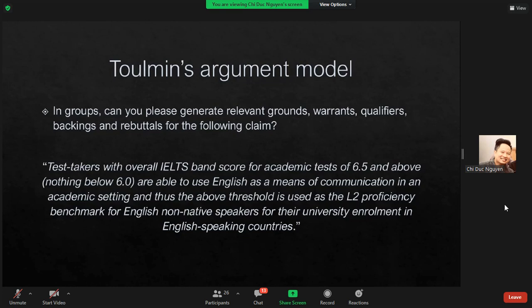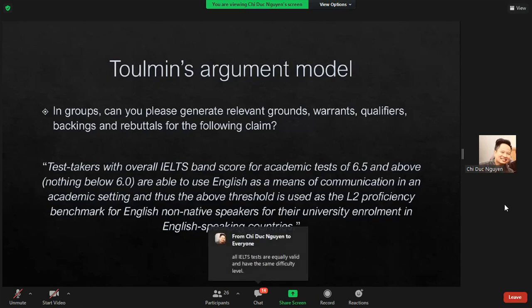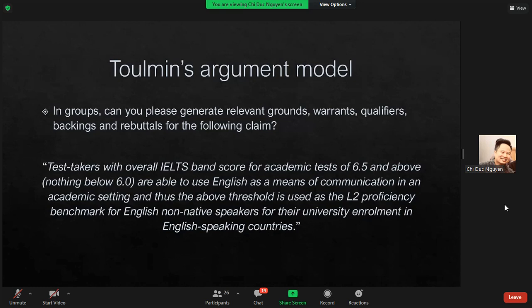the tests are equally valid and difficult. For example, they have the same difficulty levels. Why do I need to have this kind of underlying assumption? And why does it need to be a warrant here? Okay, why does it need to be a warrant over here?